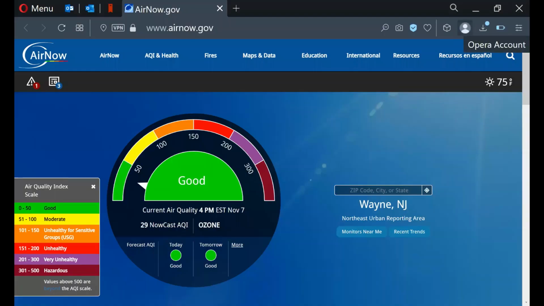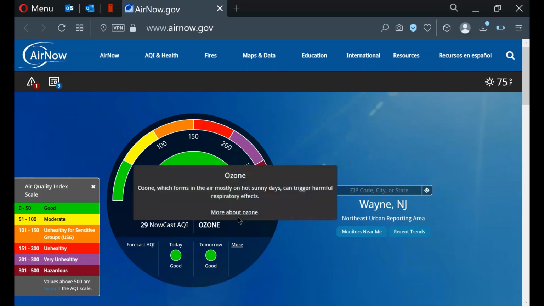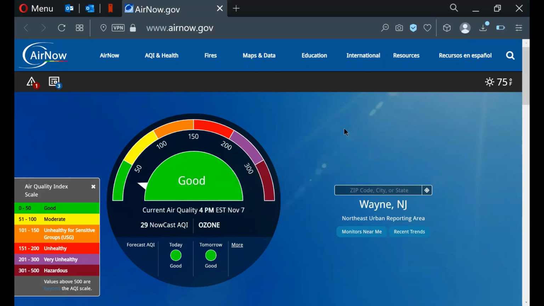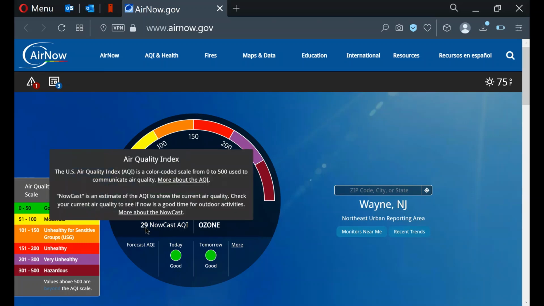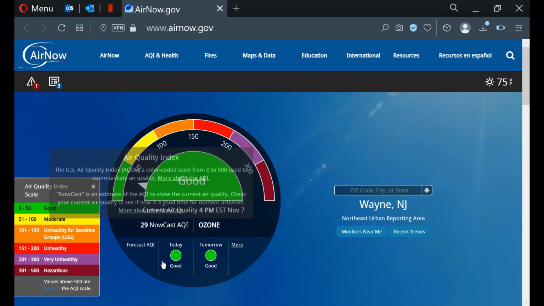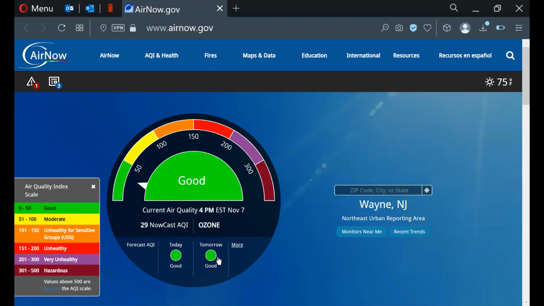So here we are on the airnow.gov website, and I typed in Wayne, New Jersey. So this is November 7th, 2022, and we are good. The air quality index is 29. And then if you kind of hover over here, it kind of gives you some more information. Good, good. Okay, let's click on more.